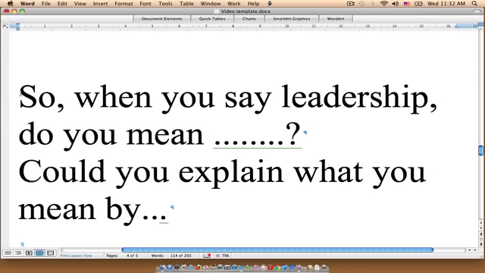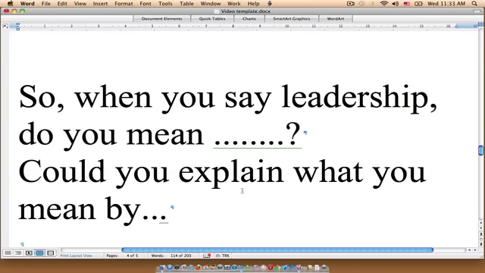But if you are asked something and you didn't hear clearly, or perhaps there's a phrase that you think you understand but you're not quite sure, it's okay. Just ask them to clarify. So, when you say leadership, do you mean... We can use this, of course, and leadership we could replace with anything. Could you explain what you mean by... These kinds of phrases are okay to use to clarify what it is you're being asked.